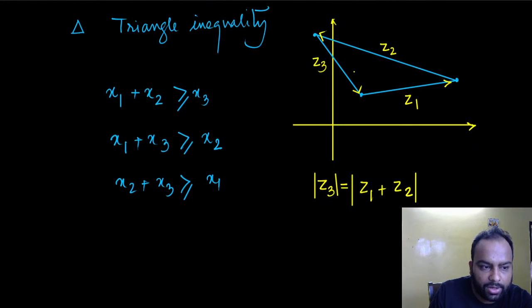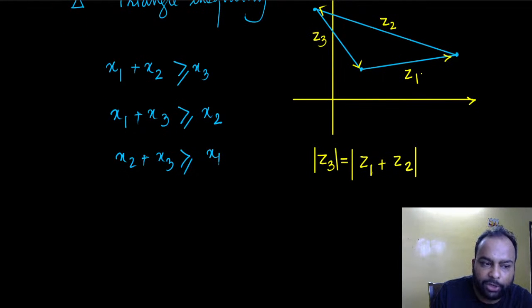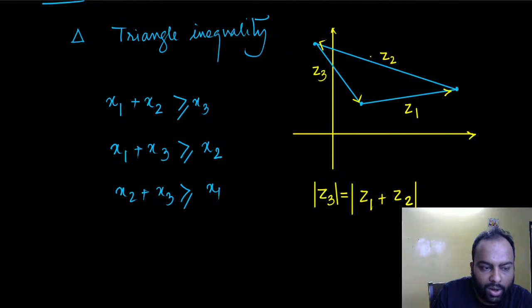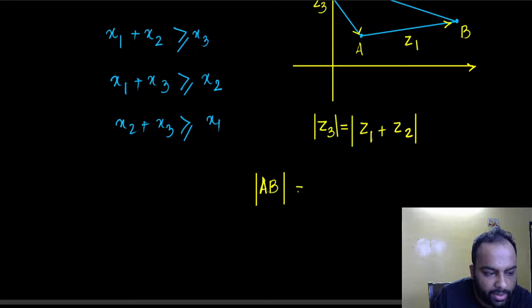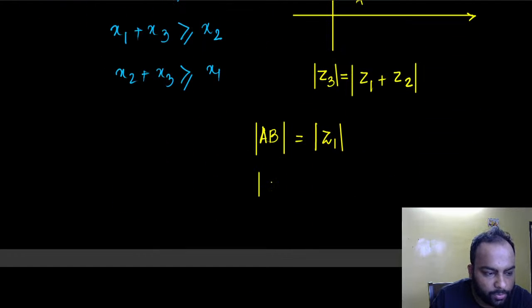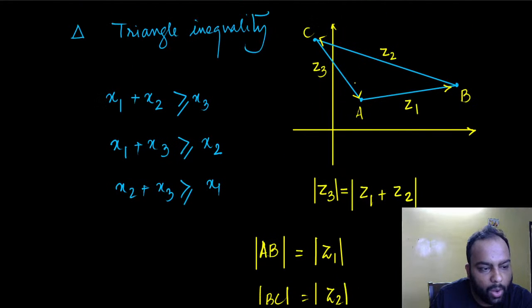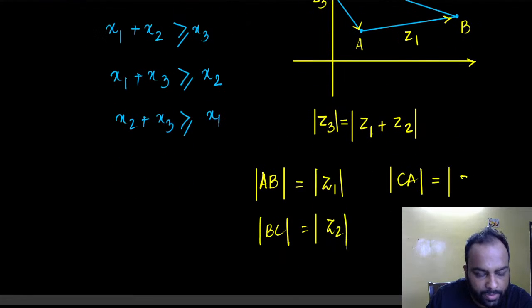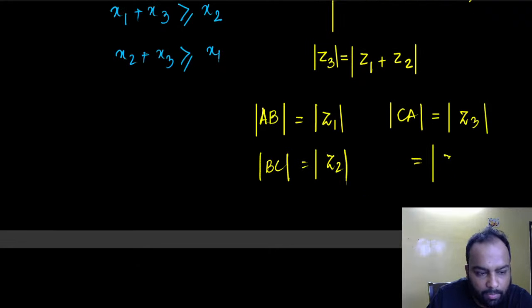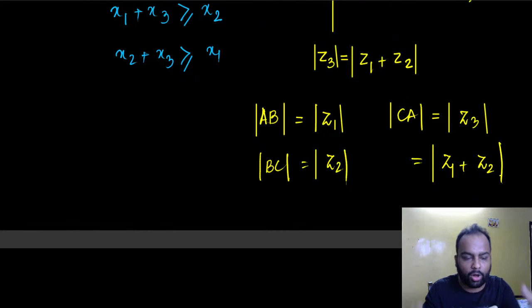Now with that knowledge, we also know the individual lengths. What is the length of this side? That's mod z1. What is the length of this side? That's mod z2. Let's name the points A, B and C. The length of side AB is mod z1, the length of side BC is mod z2, and the length of side CA is mod z3. But what is mod z3? Mod z3 is the mod of z1 plus z2, the whole thing.